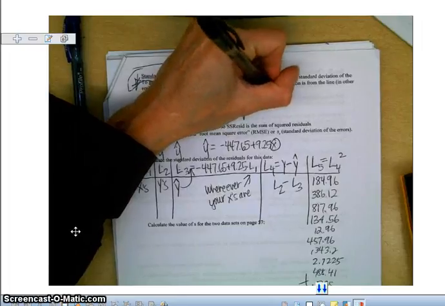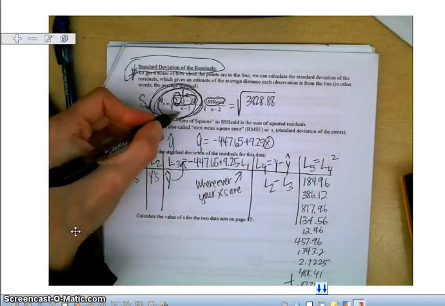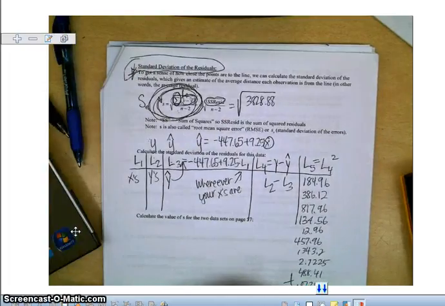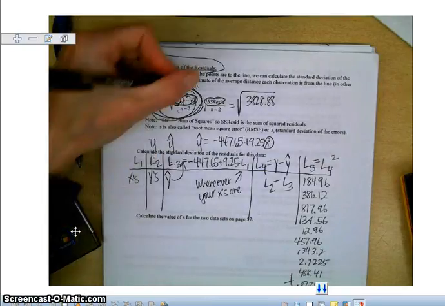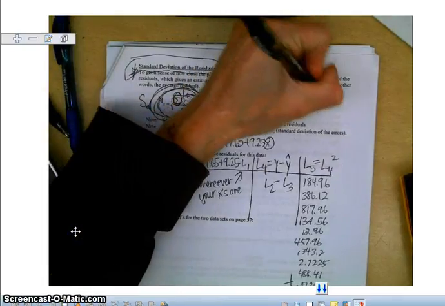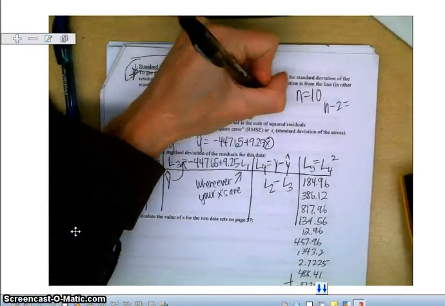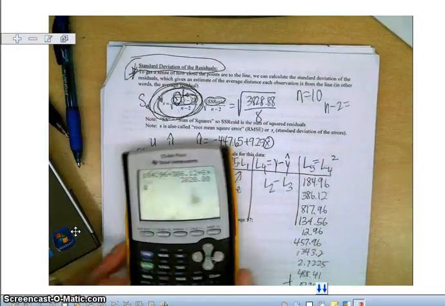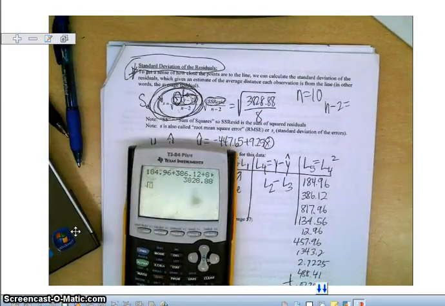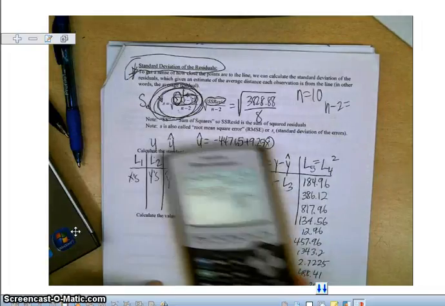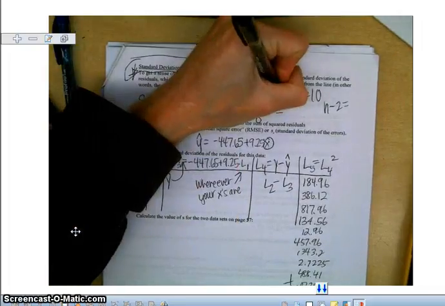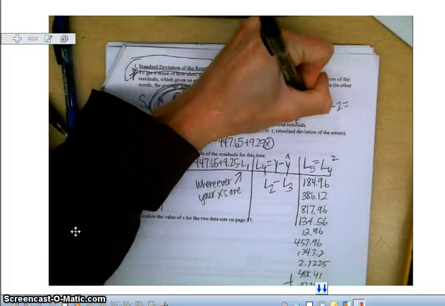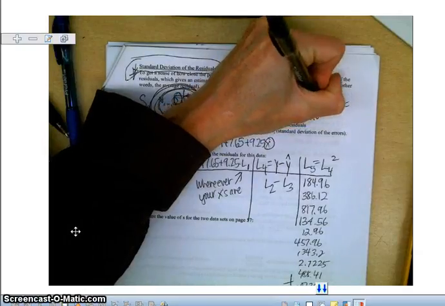3828.88, and what am I going to divide it by? What was n to start with? How many people did we have to start with? N equals 10, so n minus 2 is 8. So now I take second square root 3828.88 divided by 8, and I get that the standard deviation of the residuals is 21.88.